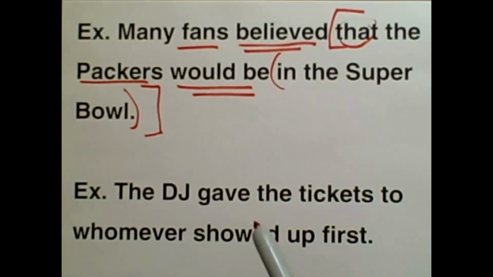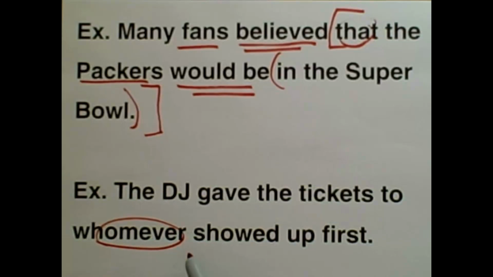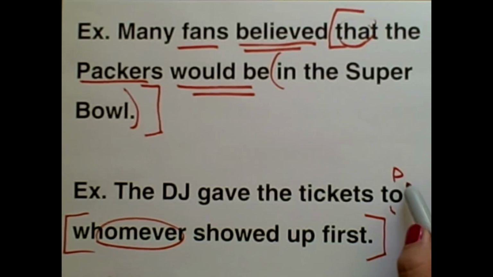Here's another. The DJ gave the tickets to whomever showed up first. The subordinating conjunction, the trigger word, is whomever. The clause is whomever showed up first. How is it functioning in the sentence? This one's easy because of the preposition hanging out right here. We know prepositions can't exist by themselves. They need objects. Our noun clause is functioning as the object of the preposition to. To whomever showed up first.